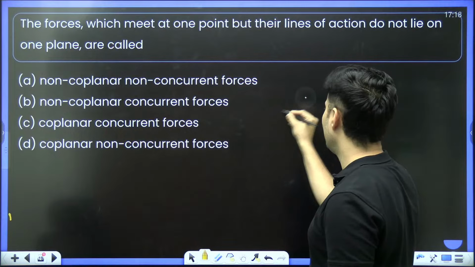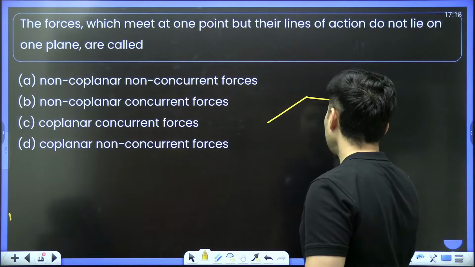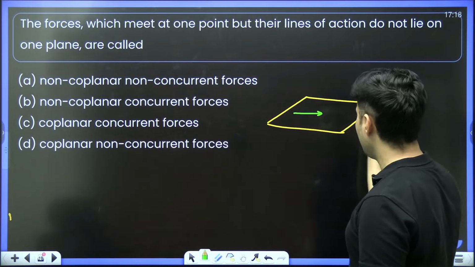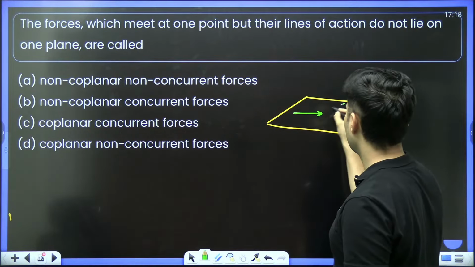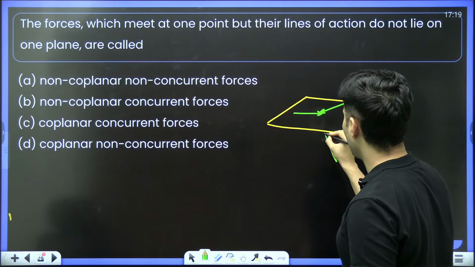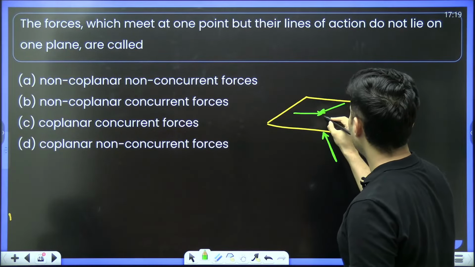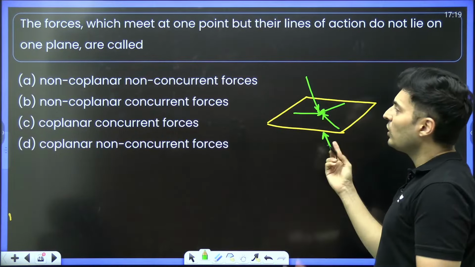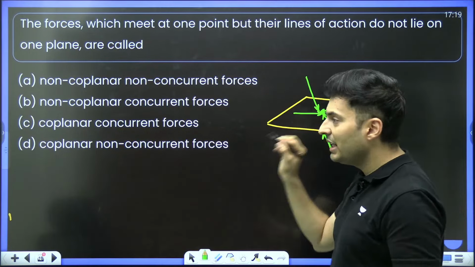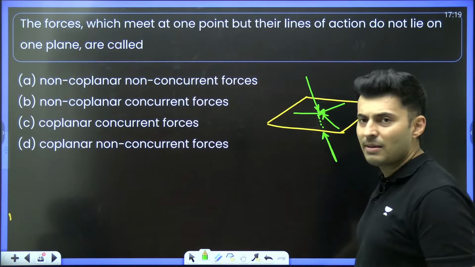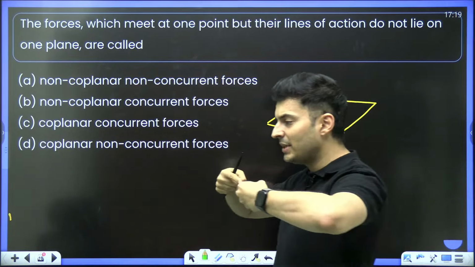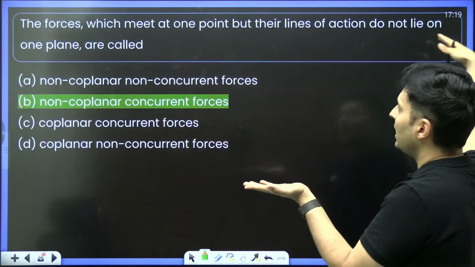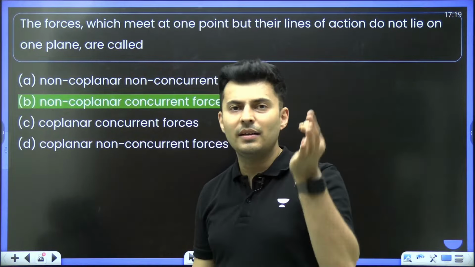Imagine a plane, first of all. Just imagine a plane and imagine they are non-coplanar. That means one force is here, but they are meeting at a point. Maybe one force is coming from below because it is non-coplanar, and maybe another force is coming from here. They are definitely not on the same plane, but they are meeting at the same point. Hence they are concurrent. When things meet at the same point, they are said to be concurrent. But since they are not in the same plane, they are non-coplanar.